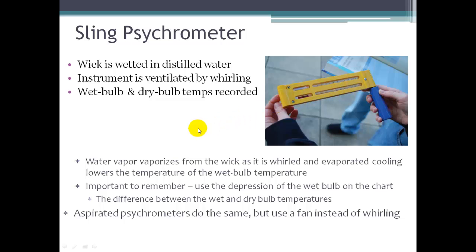And then once you get those two values, the wet bulb temperature, as the one with the sock is called, and the dry bulb temperature, there's a chart that allows you to compare the two, and it will tell you the relative humidity.